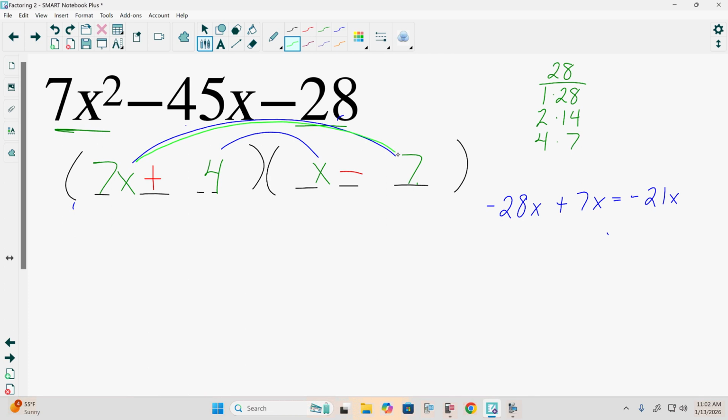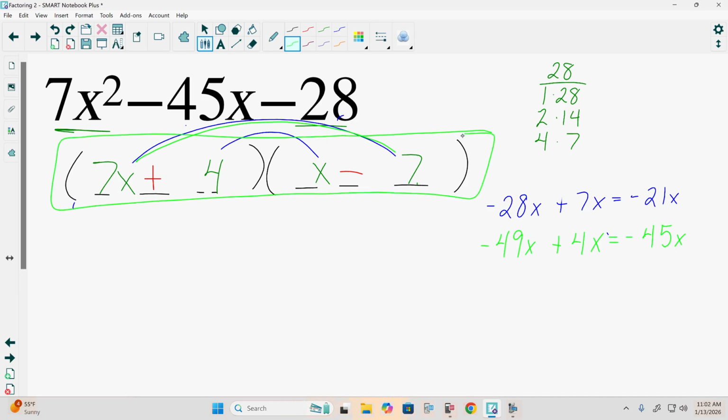7x times negative 7, 7 times negative 7 is going to give us negative 49x. 4 times x is going to give us positive 4x. Negative 49x plus 4x, negative 49 plus 4 would be negative 45x. Is that what we wanted? Yeah. So that's our answer: 7x plus 4 times x minus 7.